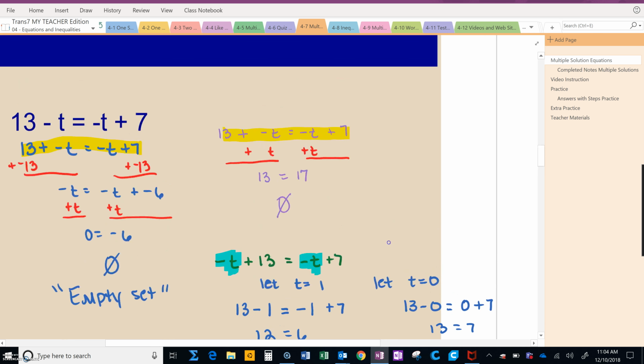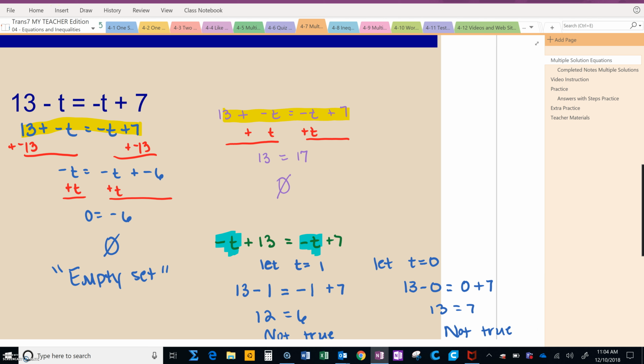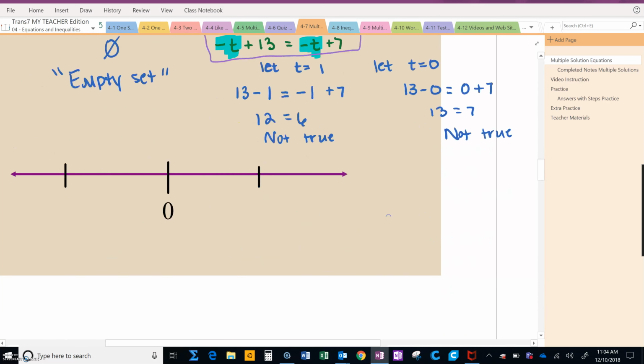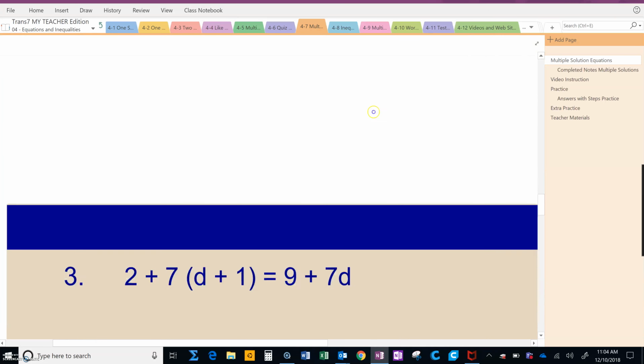If you can tell right away, like I could tell here, that you have the same variable on both sides being added to a different number, you know that nothing's going to work. Just be careful, make sure they have the same sign. The variables have to be the same and have the same sign for it to be no solution. All right, let's go to the next example.